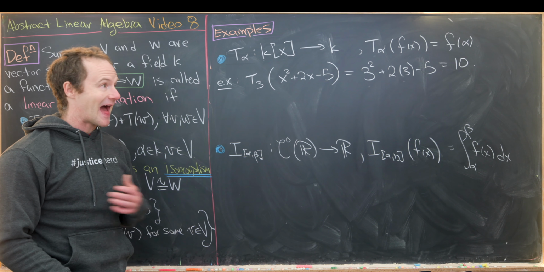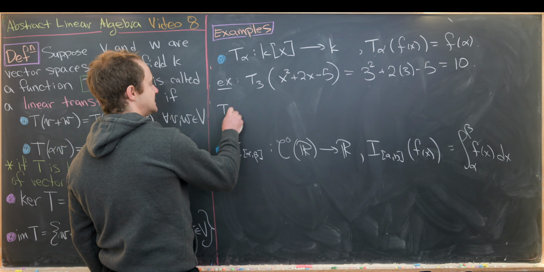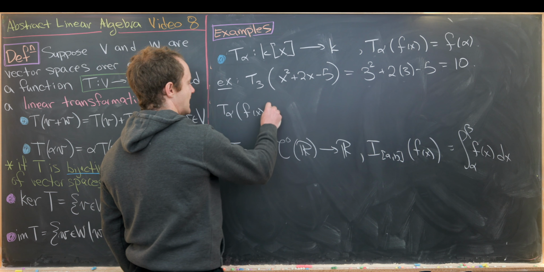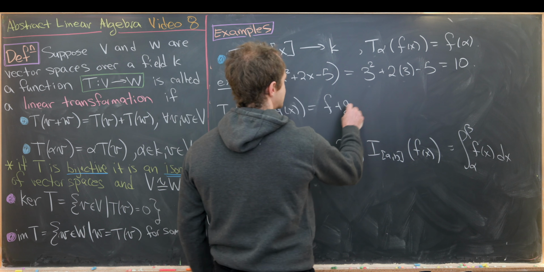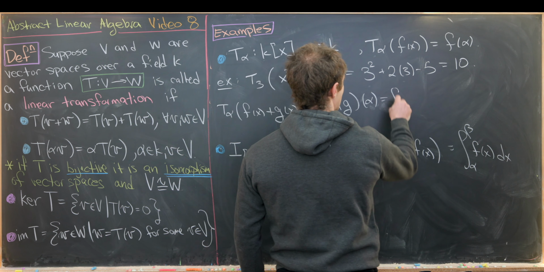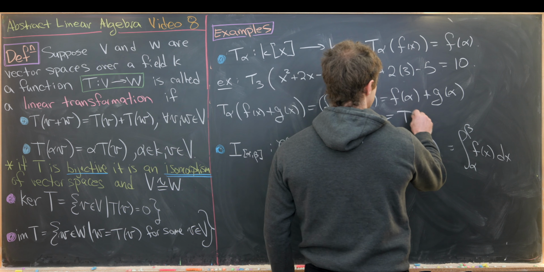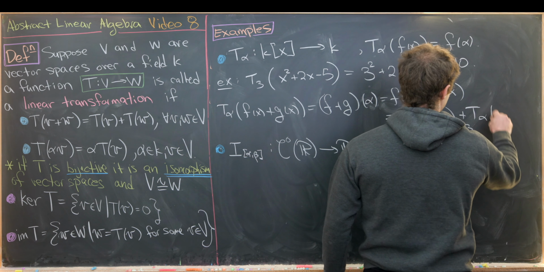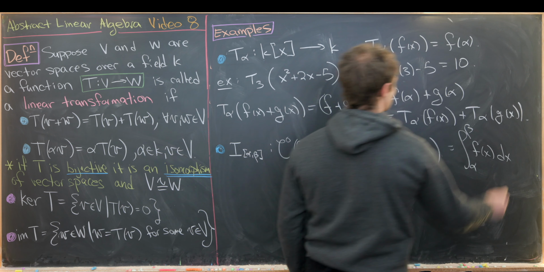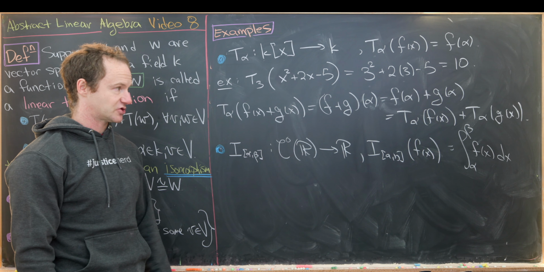Okay, so let's check the additive property for this being a linear transformation. So let's do T alpha evaluated at f of x plus g of x. So that's going to be f plus g evaluated at alpha, but that's f of alpha plus g of alpha, but that's equal to T alpha f of x plus T alpha g of x. That's exactly what we need for this additive property for our linear transformation.